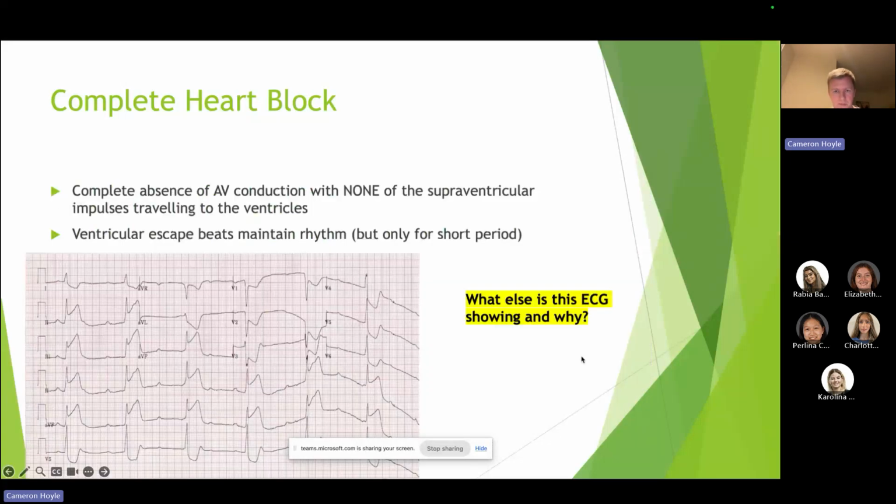Yeah, as we mentioned. So does anyone want to tell me what this ECG is showing and why it is showing that? Talk me through the ECG.